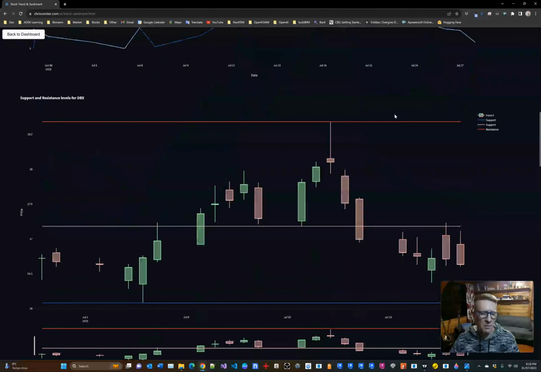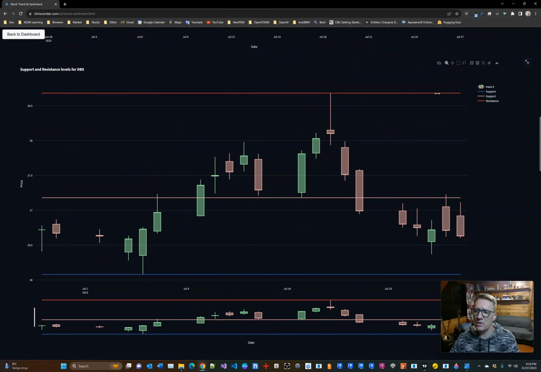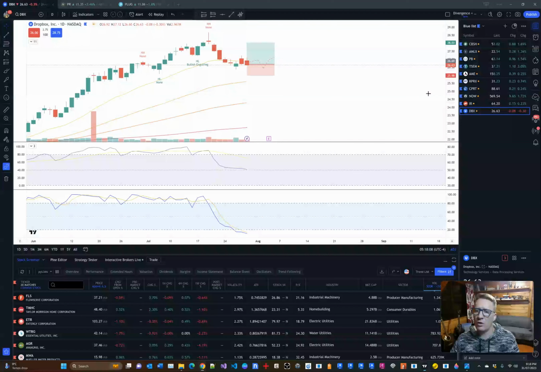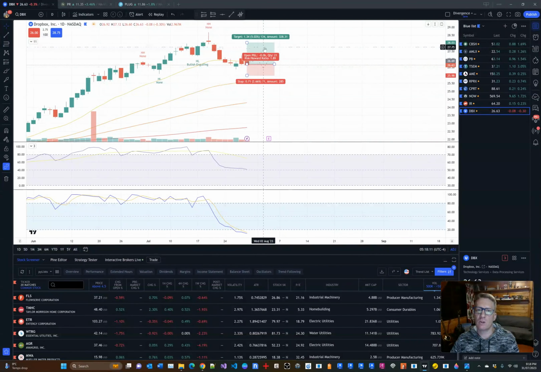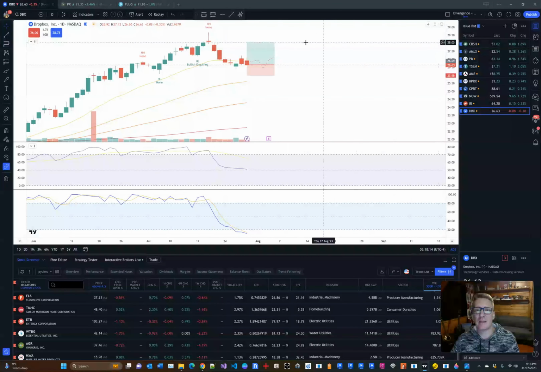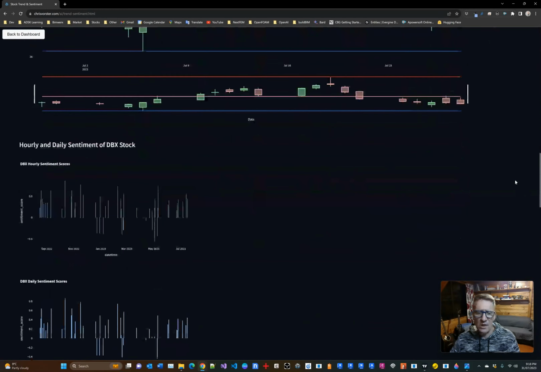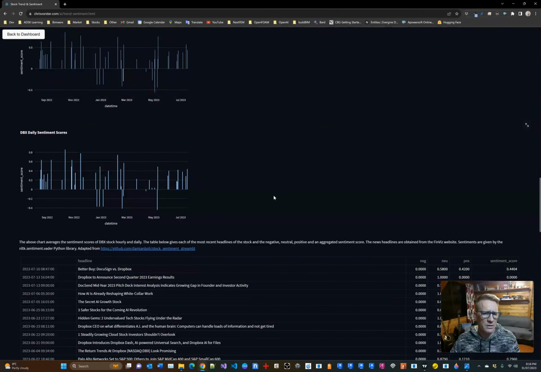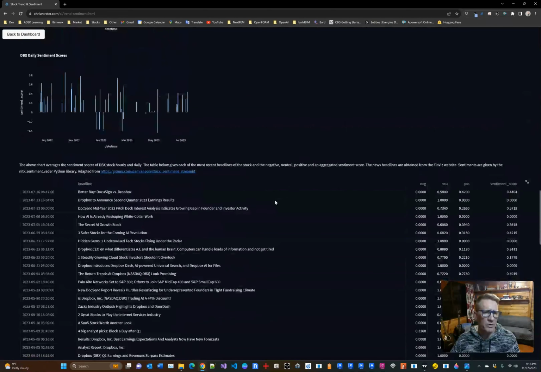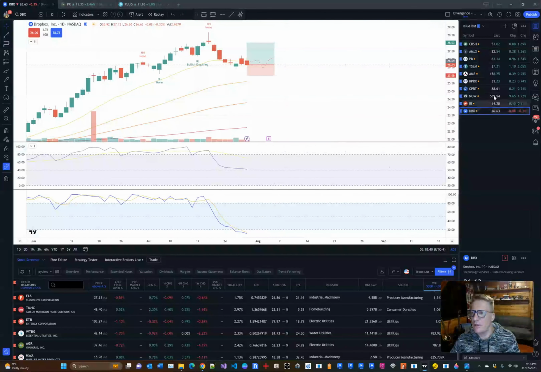So anything can happen. We can see there's a resistance line here at $28, which is still below what we are trying to achieve. Well, not really. It's right at that line. So could be something to consider. And then we've got a support line here at, what is that value? $27.18. Yeah. Okay, so that is that. The stock sentiment, the news sentiment, looks fairly positive for Dropbox. So, make of that what you will.